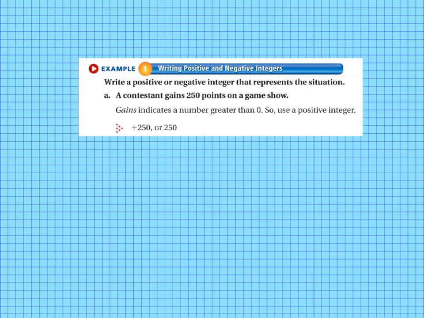Let's take a look at example 1a, writing positive and negative integers. So our job is to write a positive or negative integer that represents the situation. A contestant gains 250 points on a game show. Since gains indicates the number is greater than 0, we would want to use a positive integer. So gains would be positive. So we could write our integer as either a plus 250 or just as 250.